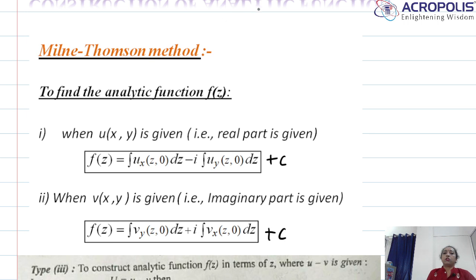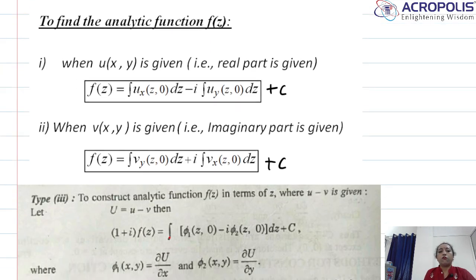So for construction of an analytic function, we have some methods named Milne-Thomson's method. Now there are some formulas. The first one is to find an analytic function f of z when the real part, that is u of xy, is given. Then we have to find the imaginary part, or the function in terms of z. The formula will become f of z is equal to integration of ux(z, 0) dz minus integration of uy(z, 0) dz plus c.